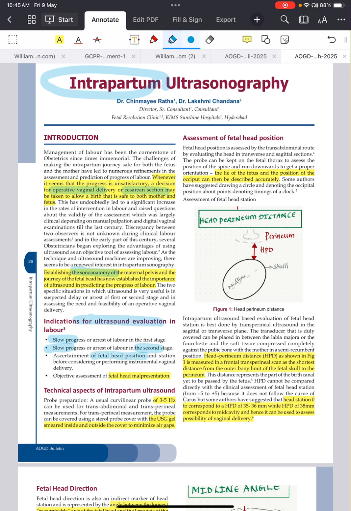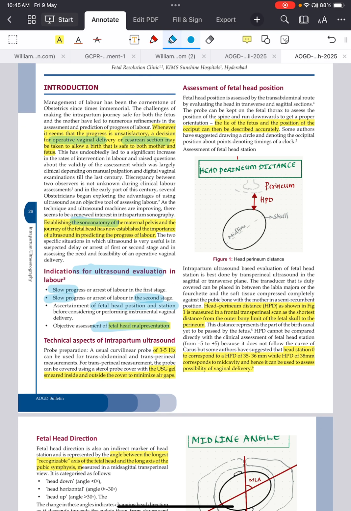you can find out the fetal head position and station. Okay, if there is any fetal head malpresentation, you can assess that. Okay, so the usual 3 to 5 hertz probe is used. There are two approaches, transabdominal and transperineal measurements. And while using the transperineal one, we'll put a cover on the probe and put jelly inside the cover and outside the cover to minimize the air gaps.